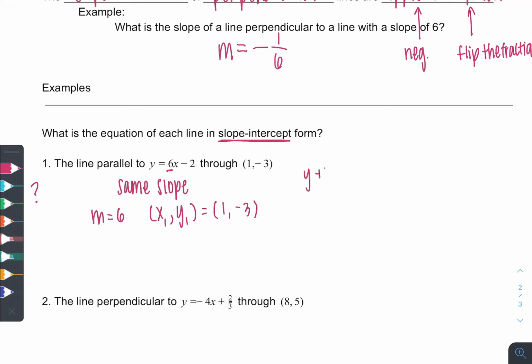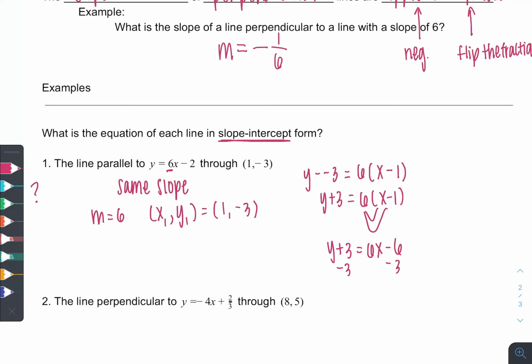I'm going to write it as y minus y1 equals m times x minus x1 first. So I have y plus 3 equals 6 times x minus 1. And then I'm going to rearrange it. So I have y plus 3 equals 6x minus 6. Subtract 3. And now we have y equals 6x minus 9. So that right there, y equals 6x minus 9, is parallel to y equals 6x minus 2.